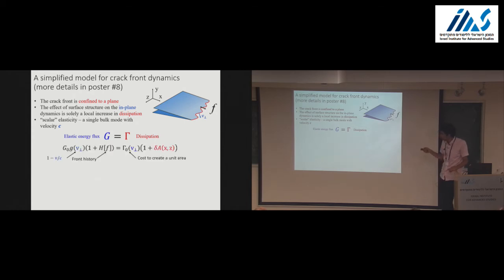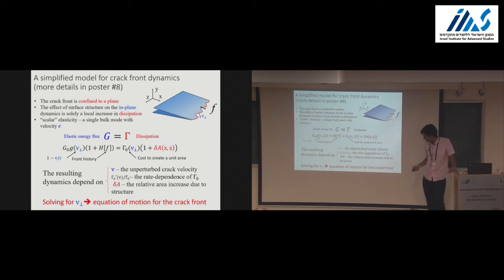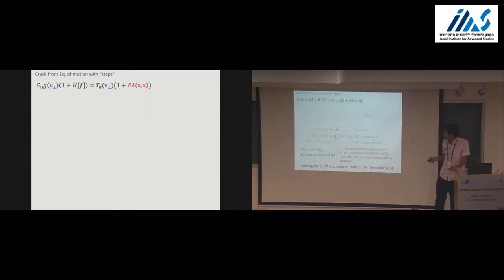So again, going back to energy balance, we can derive an expression linking the local velocity along the crack front to the history and dissipation. And okay, so these are the parameters the dynamics depend upon, but the main idea is that you can use energy balance to derive an equation of motion for the crack front.